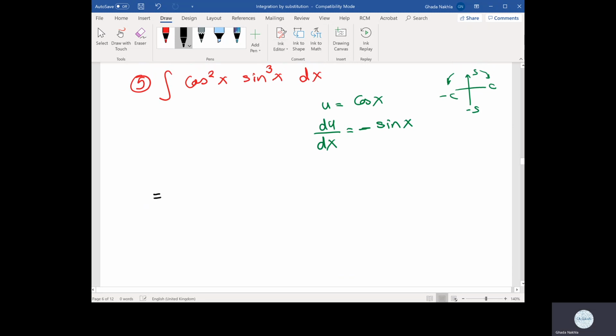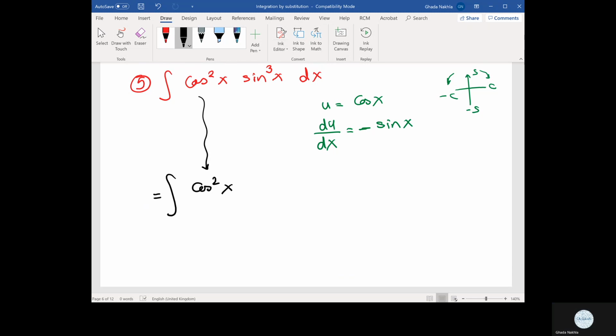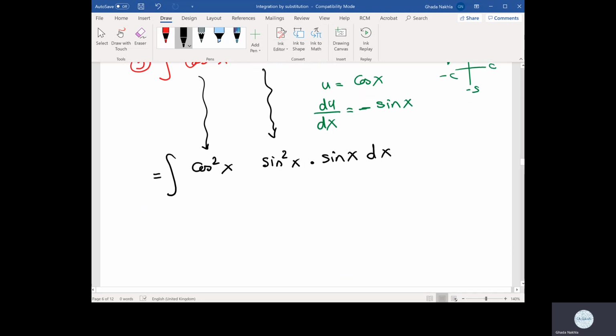Okay, let's take a look here. So I'm integrating cos squared. I think I'm going to leave it as cos squared x for now. Sine cubed. Now with sine cubed, I am going to go sine squared x multiplied by sine x dx, and you'll find why in a minute. Sine cubed is sine squared times sine. x cubed is x times x times x, or x squared times x. So I'm just breaking it down a little bit.